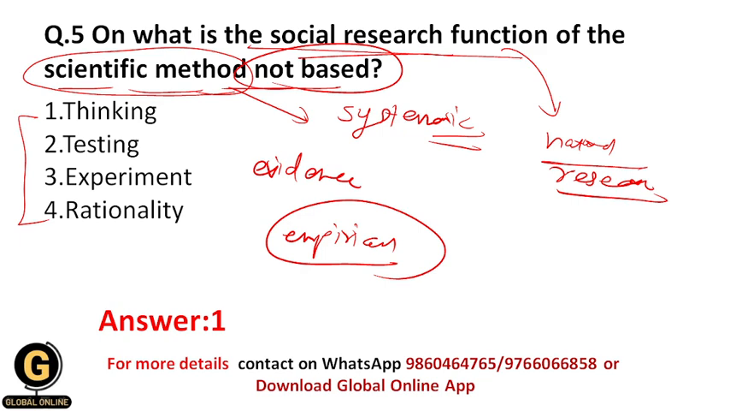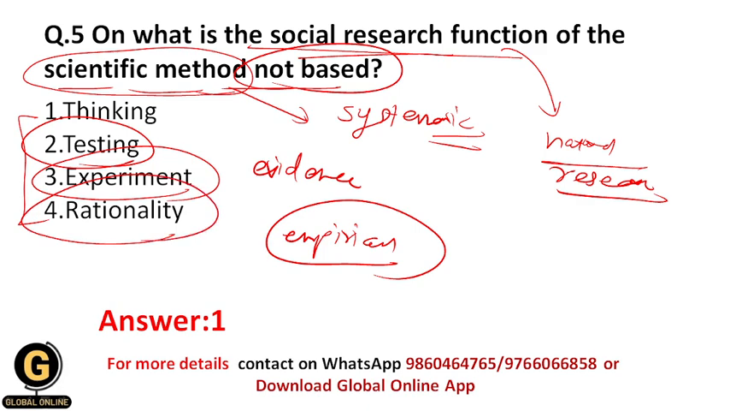That's why here we do the testing, we do the experiments as well, we do lots of rationality. Rationality is nothing but there is proper evidence, there are proper empirical methods, and we don't only think over here. That's why the social research function of the scientific method is not based upon thinking. And that's why the correct answer over here is 1.